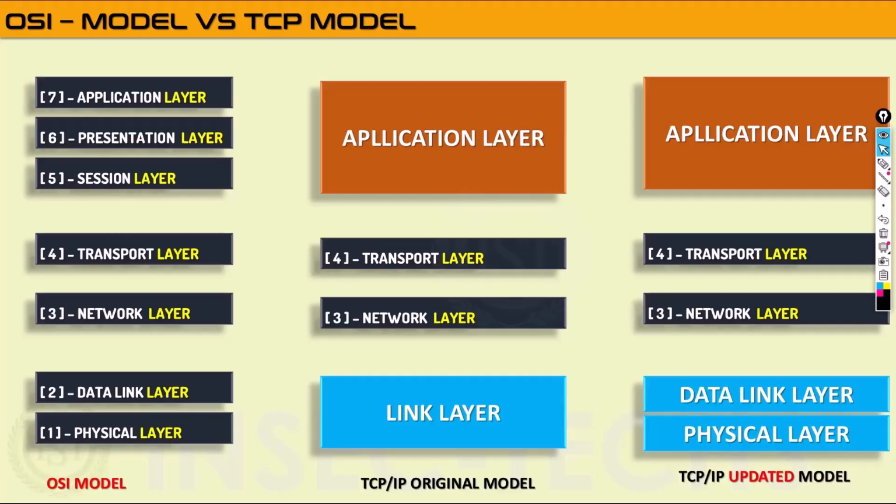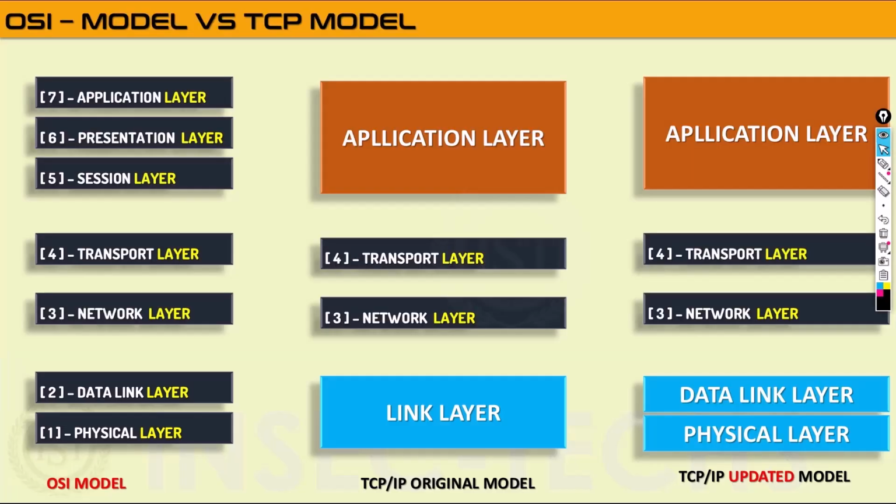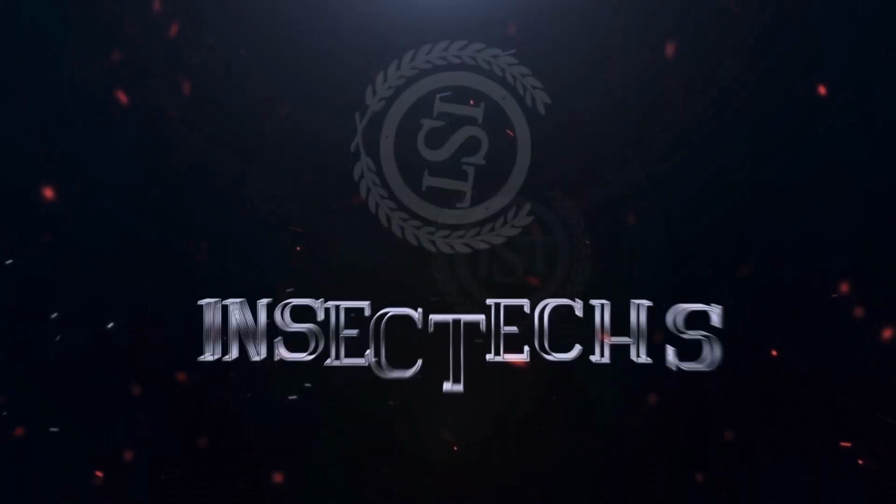Now the TCP/IP model has been updated again by splitting the link layer into the physical layer and data link layer separately. But the encapsulation of data from the application layer to the physical layer is the same in all the models. So in the next class we are going to see the TCP three-way handshake.